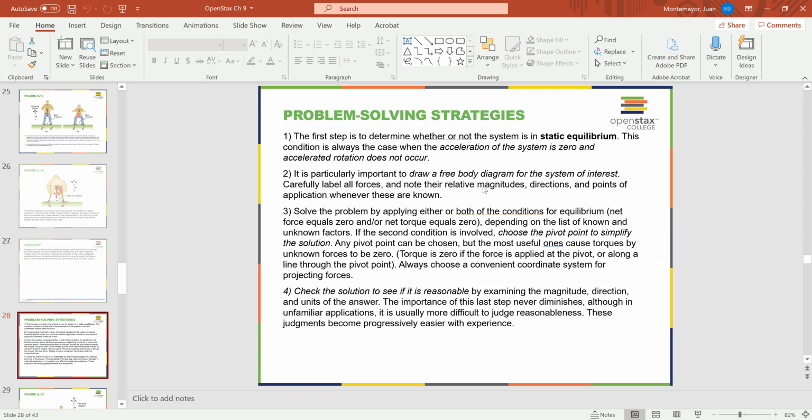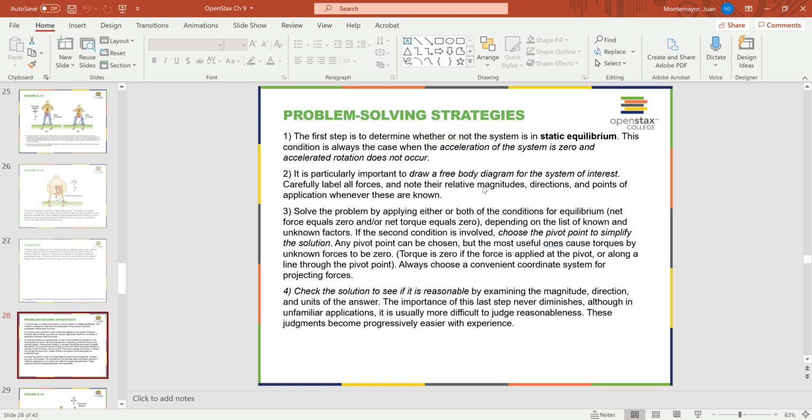So that means the net force equals zero and/or the net torque equals zero, depending on the list of known and unknown factors. If the second condition is involved, choose the pivot point to simplify the solution. Any pivot point can be chosen, but the most useful ones cause torques by unknown forces to be zero. The torque is zero if the force is applied at the pivot or along a line through the pivot point. Always choose a convenient coordinate system for projecting forces.